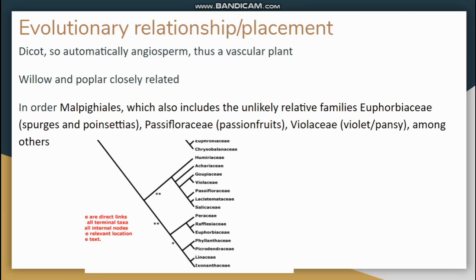The Salicaceae is in a large order of plants known as the Malpighiales, which has a bunch of families that we're going to talk about later, including the Euphorbiaceae, which has spurge, poinsettia, purslane, which is an edible green, the Passifloraceae, Violaceae, and a whole bunch of other things. And if you have seen members of these other families, which most people have, they don't strike you as being closely related to willow and poplar trees, but they are related to willow and poplar trees.